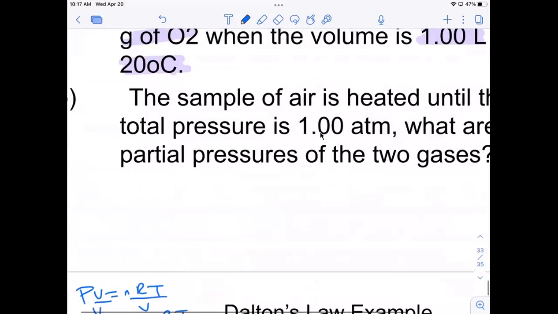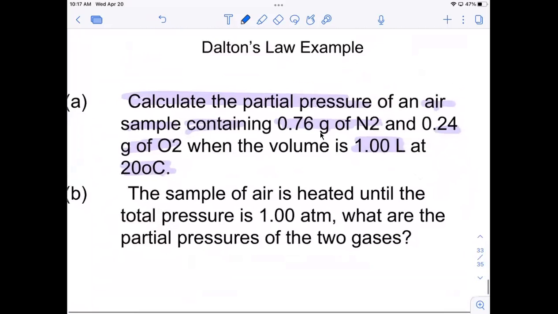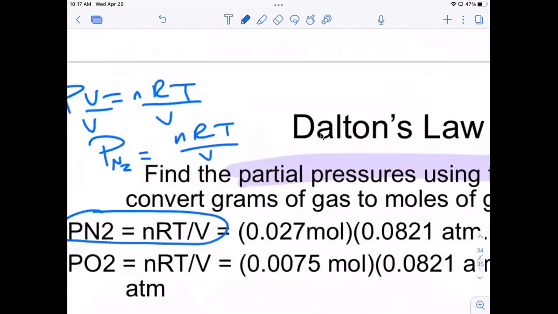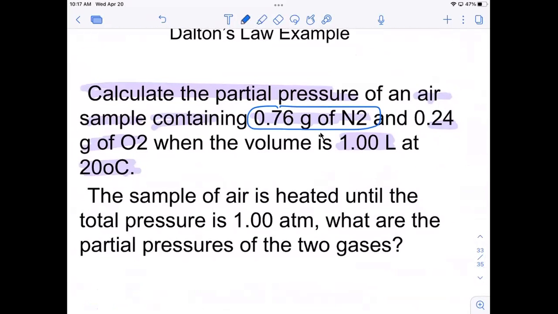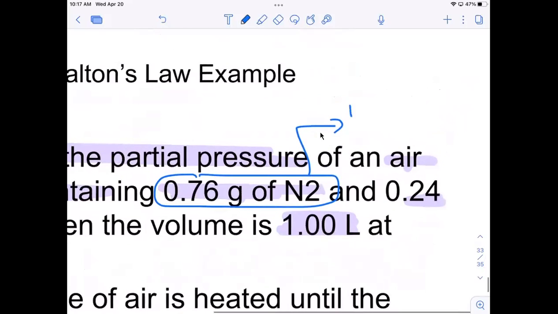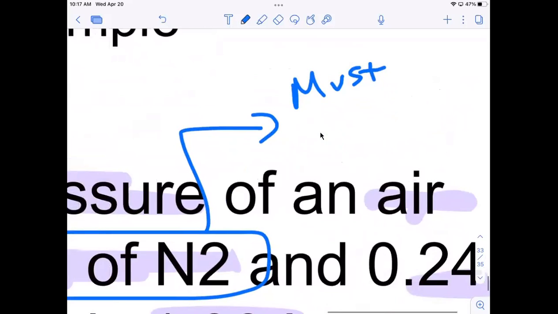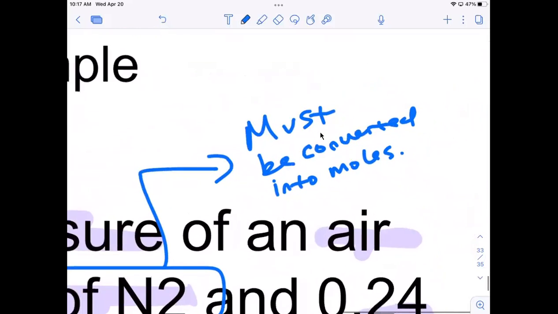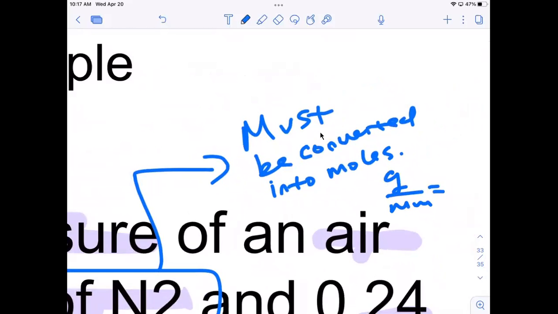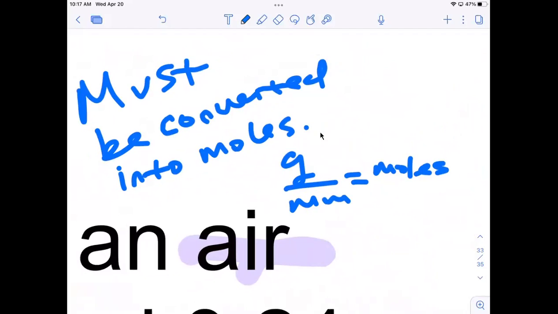Now, if you notice in the question, we have 0.76 grams of N2, but we need n right here to be what? n needs to be in moles. So how will we convert 0.76 grams into moles? Wouldn't that just be grams over molar mass? That'll give me moles.